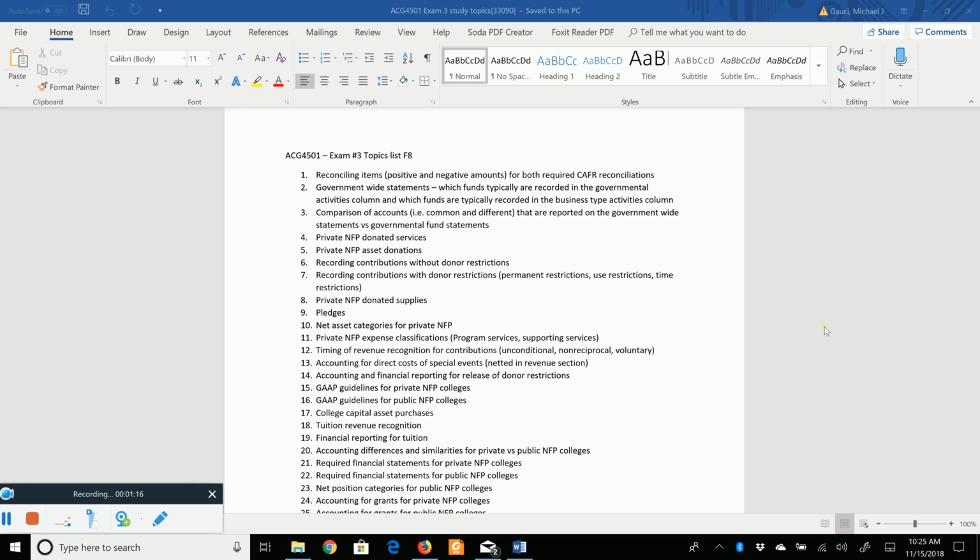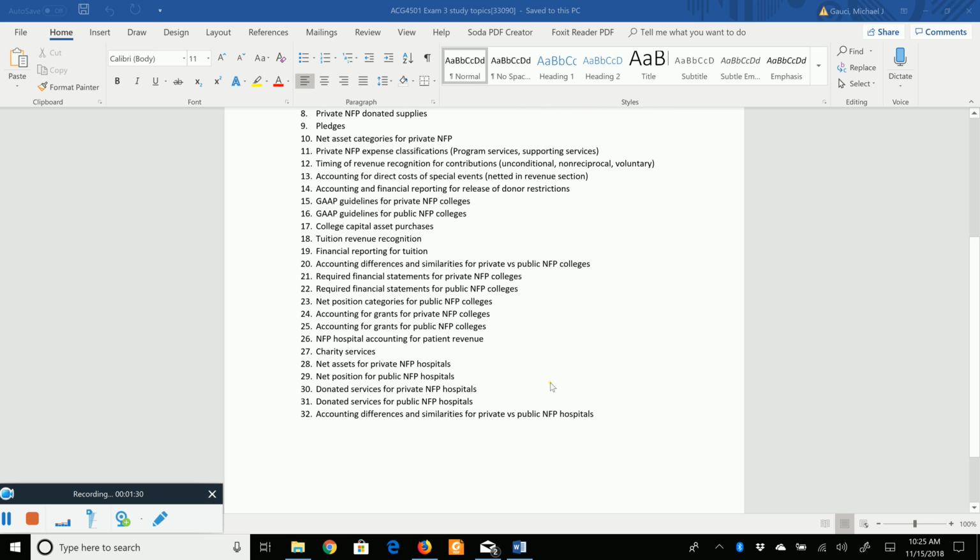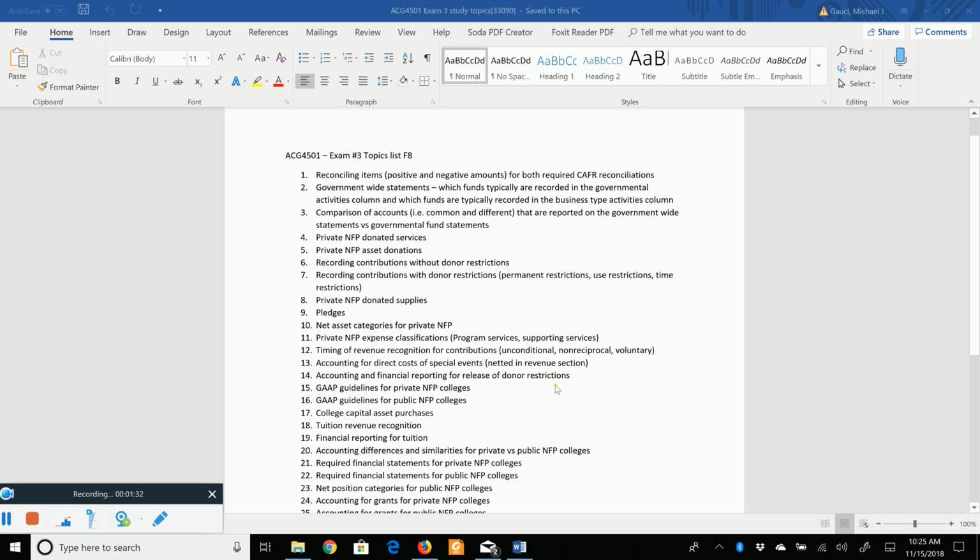Number 1, reconciling items, positive and negative amounts for both required CAFR reconciliations. All right, this is only one bullet point out of how many on this list? 32. But I got to be honest with you, this one bullet point represents probably at least 1/4 to 1/3 of your exam. Probably 1/4. So this is very, very important that you understand this topic. Now, go back to chapter 9.